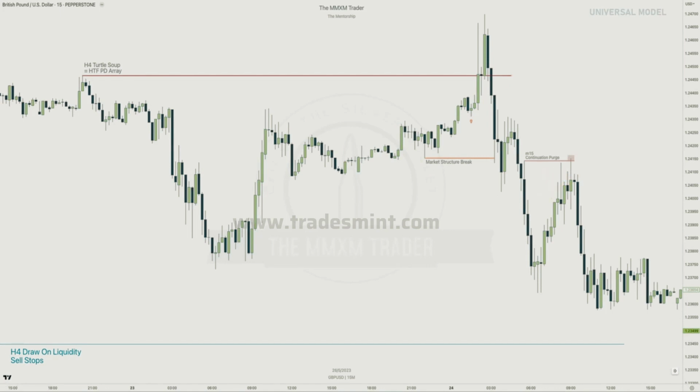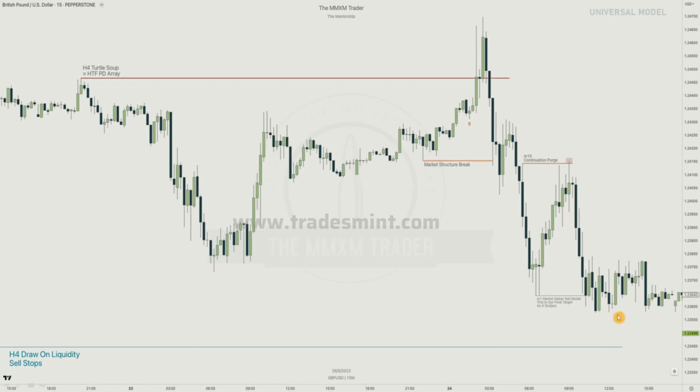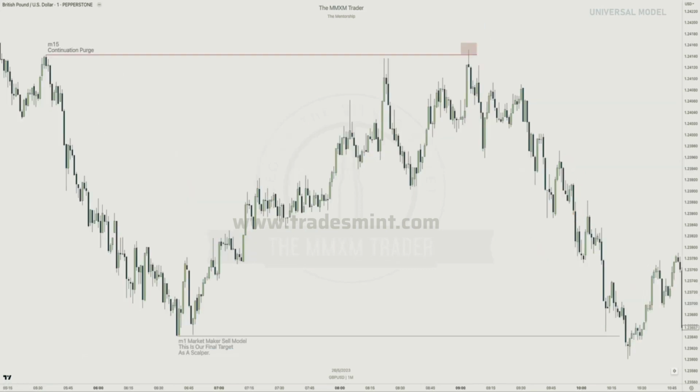And now it's time to go to that short-term perspective, right? We're going to use a 1-minute time frame to look for our entry setup. Market maker sell model will be in this area over here, right? From this range low to this range high, because we purged that 15-minute time frame over here. And we're going to dive into the 1-minute time frame and see how that looks. So we've got that 1-minute time frame over here, the M15 15-minute time frame continuation purge, right?